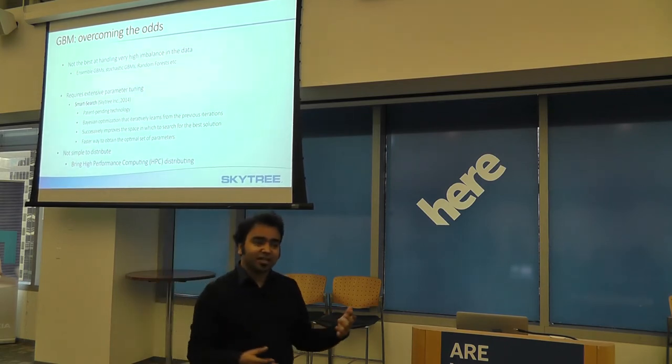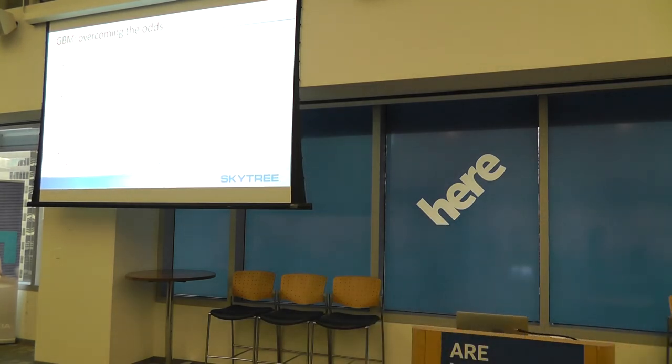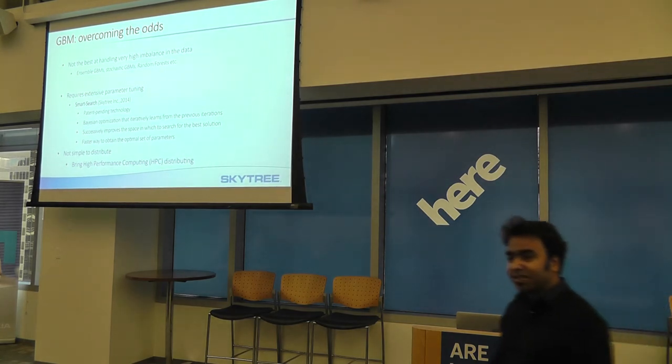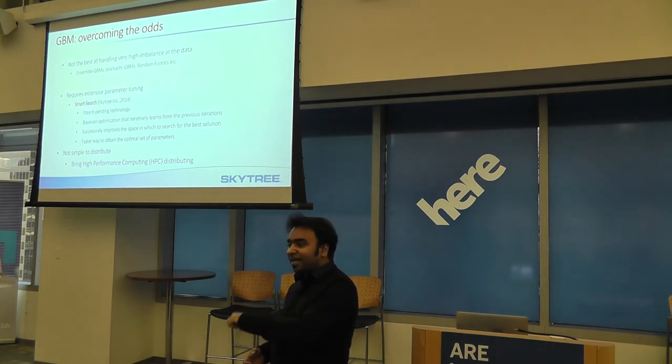So rather than doing just a dumb grid search over your space of possible parameters, you're now trying to be smarter about it, using Bayesian optimization such that for the next place that you're looking at, there's a higher chance of getting better results.